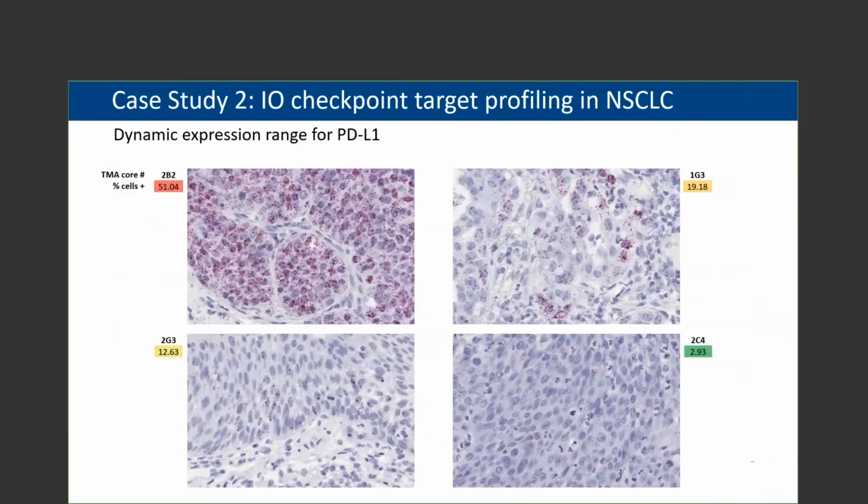What is demonstrated over here is the dynamic expression range for PD-L1. As you can see on the top left corner, core 2B2 clearly demonstrates high PD-L1 expression seen as red dots. And at the bottom right corner, core 2C4 shows absolutely no or very low PD-L1 expression. In between, cores 1G3 and 2G3, we see medium high and medium low PD-L1 expression.